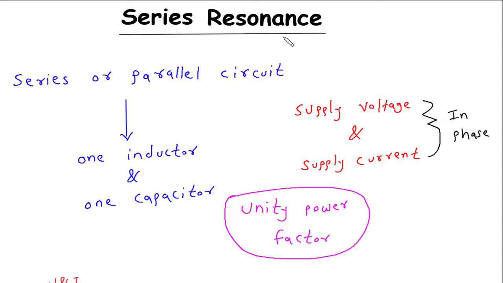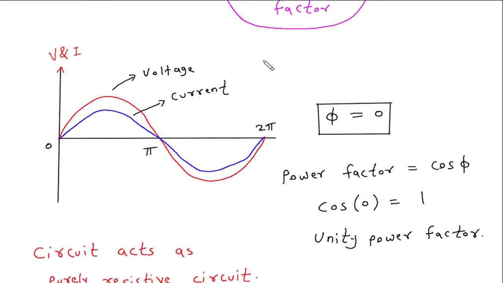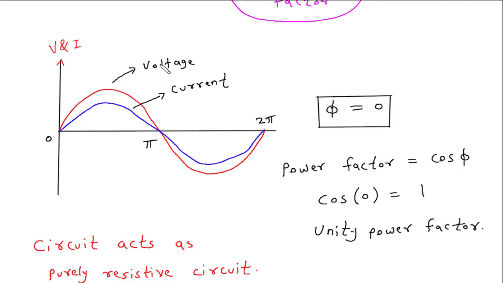Series resonance. Resonance is a condition in a series or parallel circuit where at least one inductor and one capacitor is present, and supply voltage and supply current are in phase and the power factor is unity. The series resonance will occur in an RLC series circuit. Here we can see the voltage and current are in phase, and here the phase angle is equal to 0.